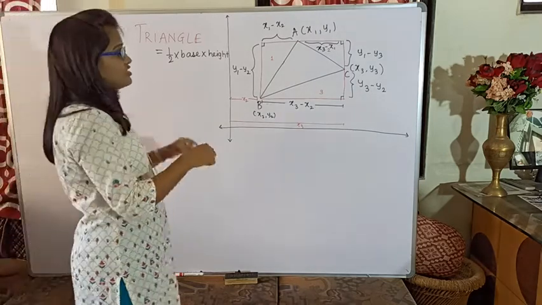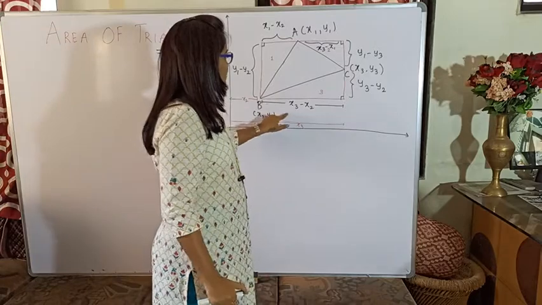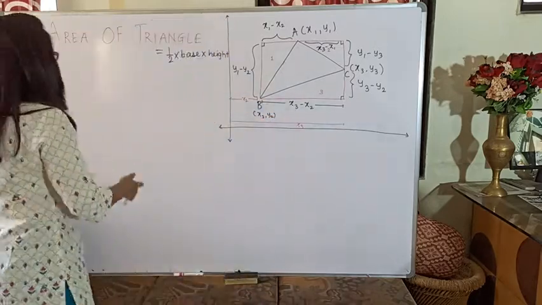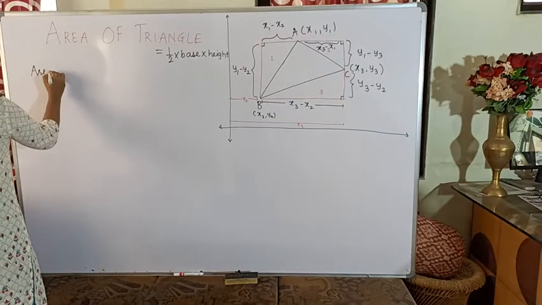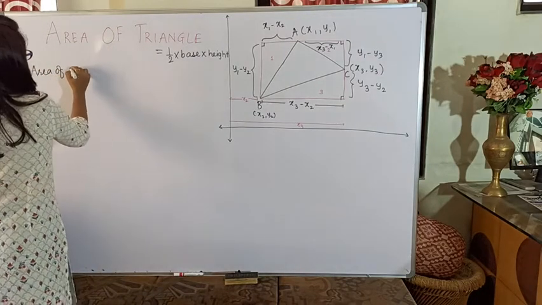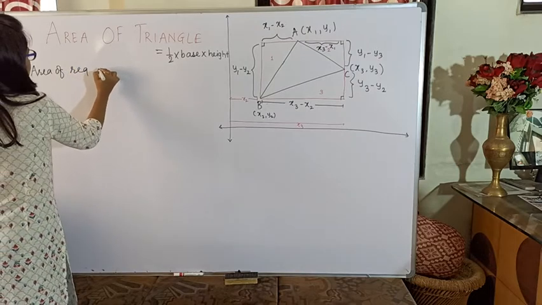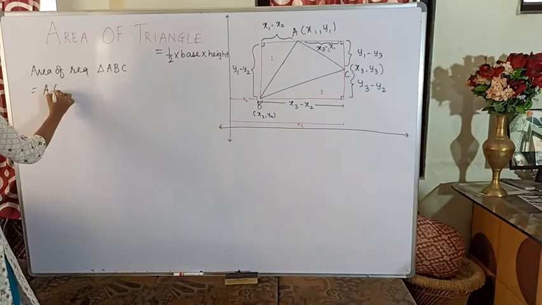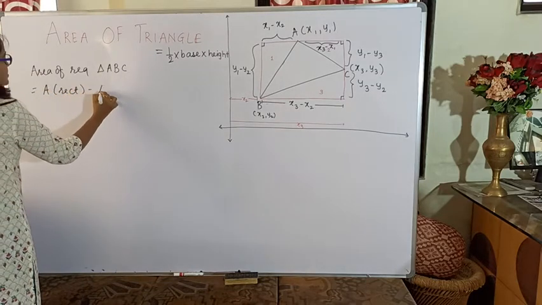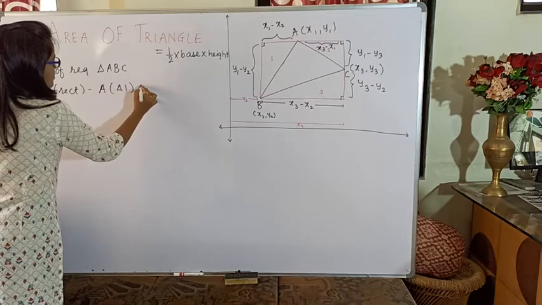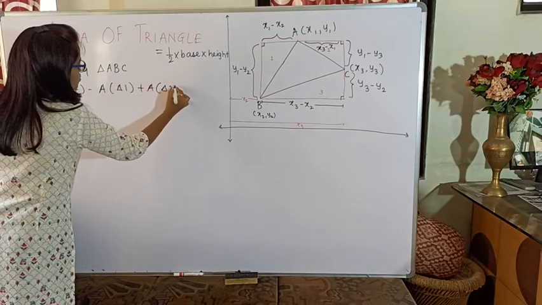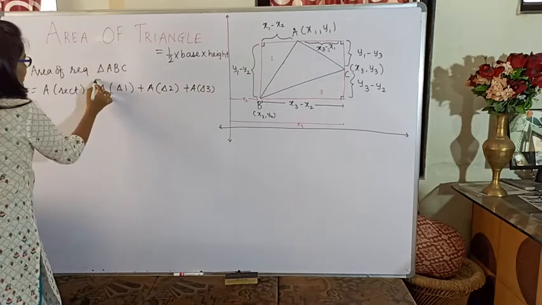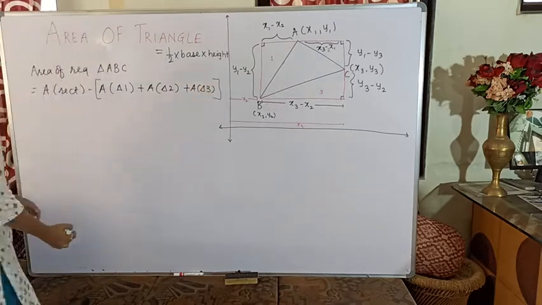Now what is the area of the rectangle? Length into breadth. Do you know the length? Yes. Do you know the breadth? Yes. Okay, so let us find out that. So area of required triangle. Now required triangle means our triangle ABC will be equal to area of rectangle minus the area of triangle 1 plus area of triangle 2 plus area of triangle 3. So area of these three triangles we will be adding and we will be subtracting. So don't forget to make a bracket.